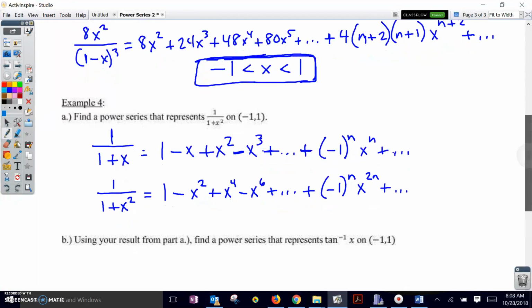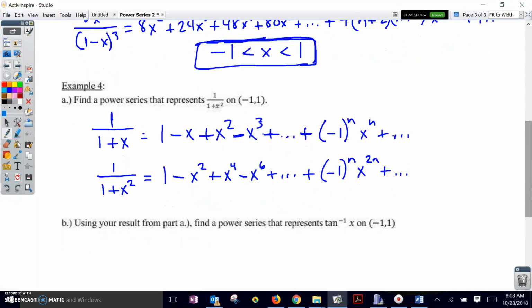Now, part B. Using your result from part A, find a power series that represents the arctangent of x on that interval of convergence. Well, you should recognize that 1 over the quantity 1 plus x squared is the derivative of the arctangent. And so, to get the series for the arctangent, we're just going to take the integral of the series that I've highlighted above.